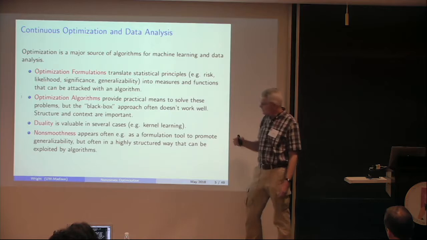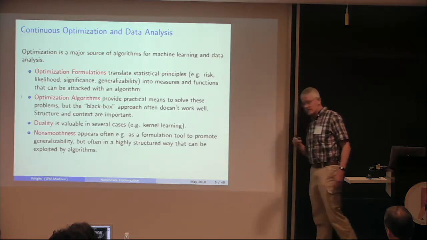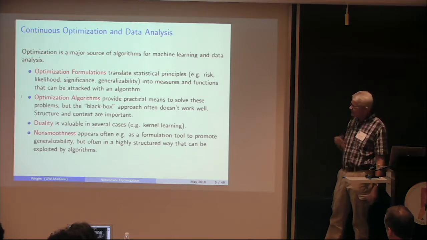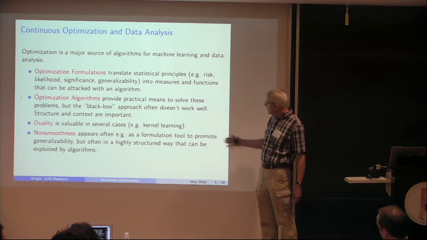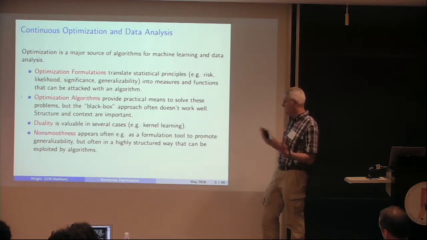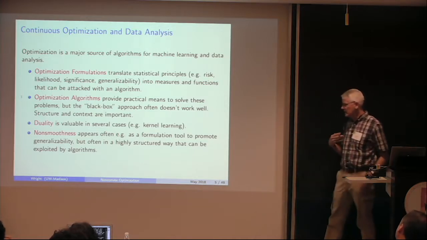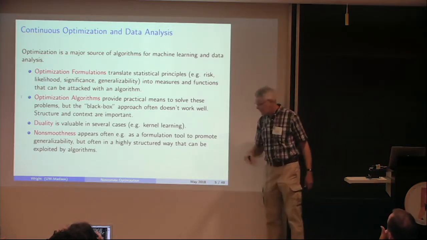Duality turns out to be important in several instances. Kernel learning is probably the one very striking example of where duality turns out to be very useful in formulating the problem in a nice way. And then non-smoothness is also important in the sense of writing down regularized problems that have better generalizability properties. And so that's driven a lot of the recent algorithmic development as well.